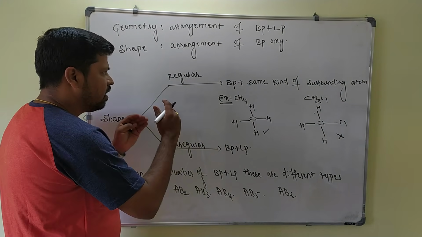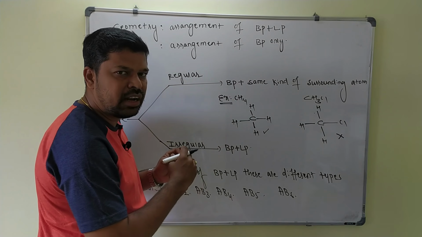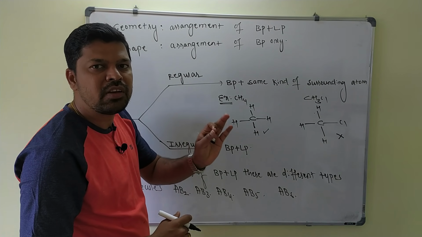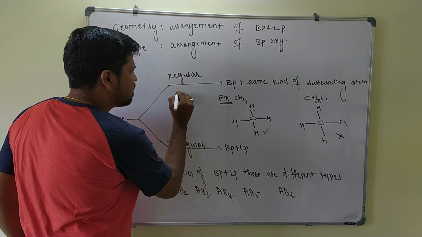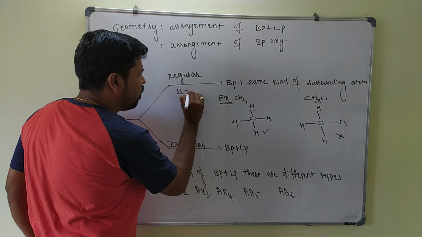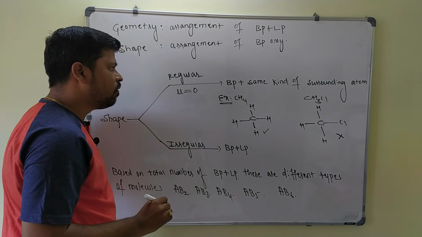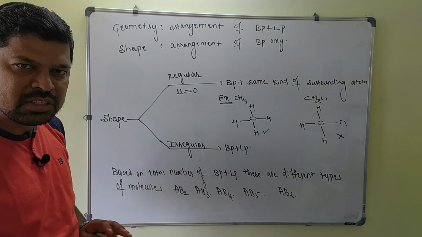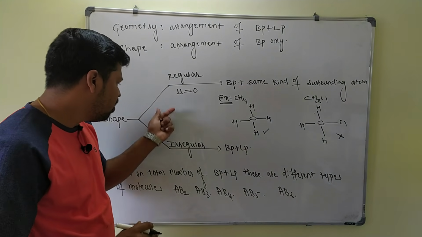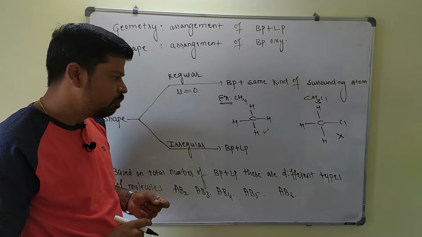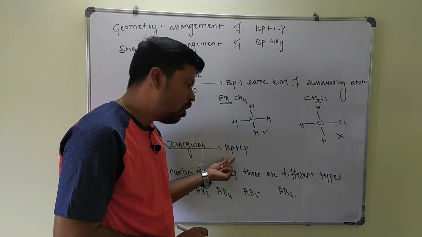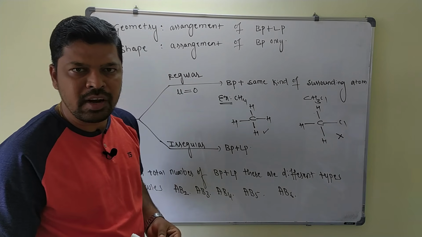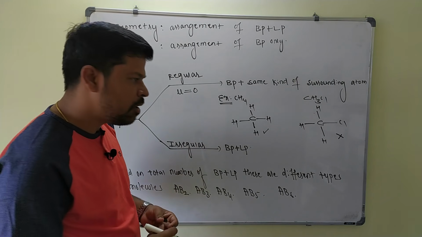And the relation between the regular shape molecule and the dipole moment is, if the molecule has a regular shape, you can say directly that the dipole moment of the molecule will be equal to 0. Similarly, the molecules which have bond pairs of electrons as well as lone pairs of electrons are called irregular shape molecules.